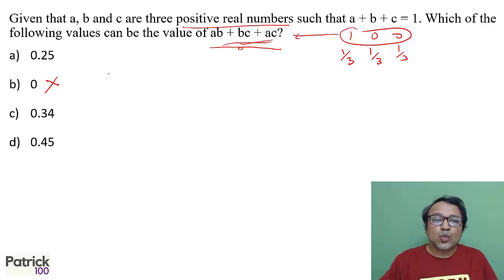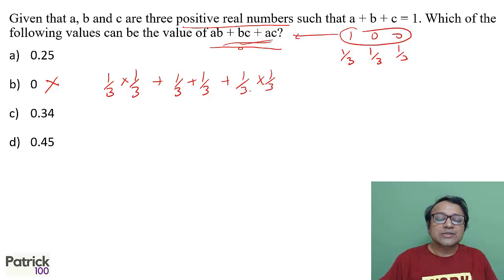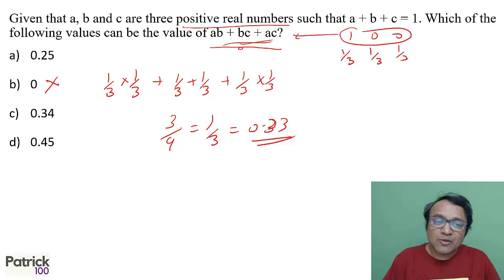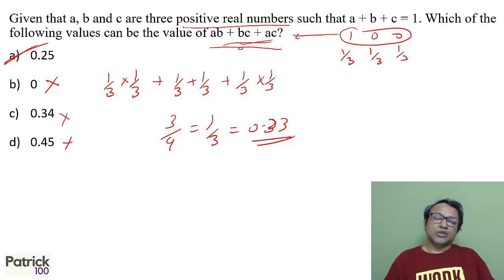Let's take the next case, 1/3, 1/3, 1/3, equal terms. The next extreme case will be when they are equal. So you calculate this. This becomes 1 by 9 plus 1 by 9 plus 1 by 9, which is 3 by 9, which is 1 by 3, 0.33. So 0.33 should be the maximum possible value. So C and D should not be possible. Answer will be option A.